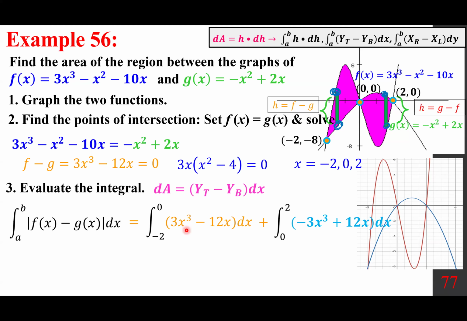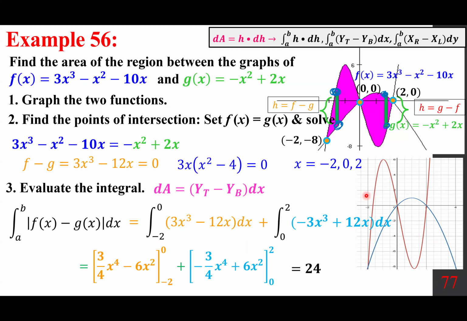This is 3/4 x to the power of 4 minus 6x squared from -2 to 0. This is minus 3/4 x to the power of 4 plus 6x squared from 0 to 2. And I'm going to leave it for you to plug in and evaluate and convince yourself. The answer is 24.